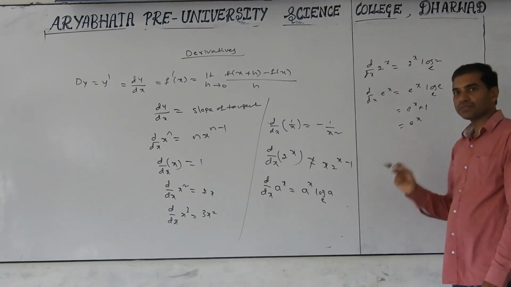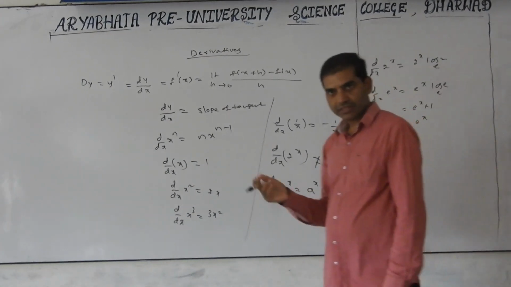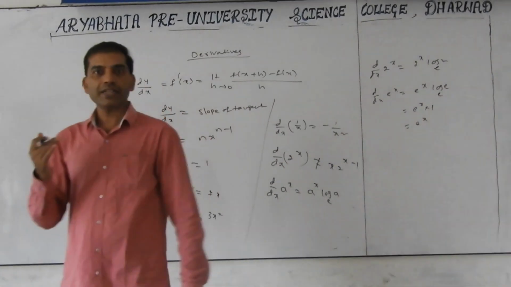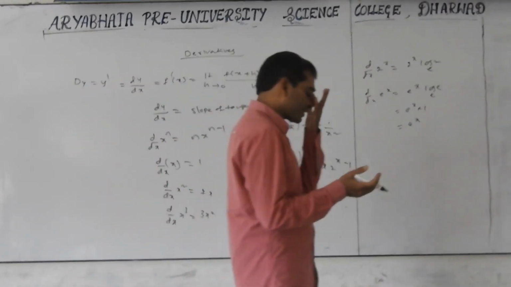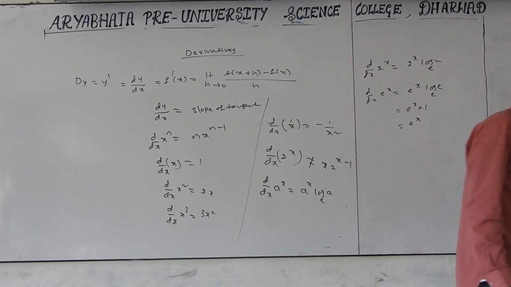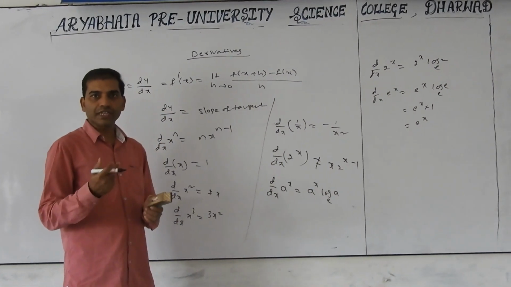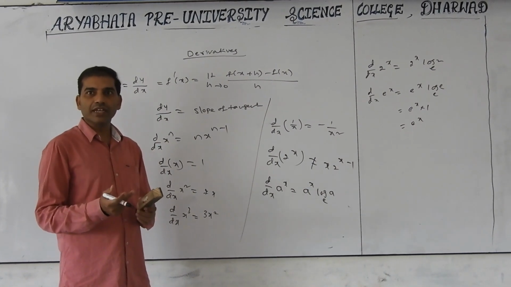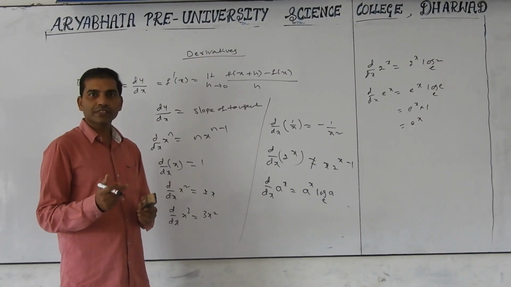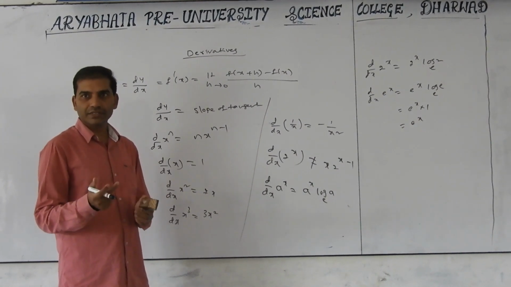Derivative of sin x is cos x. Derivative of cos x is minus sin x. Derivative of tan x is secant square x. Derivative of cot x is minus cosec square x. Derivative of sec x is sec x into tan x. Derivative of cosec x is minus cosec x into cot x.